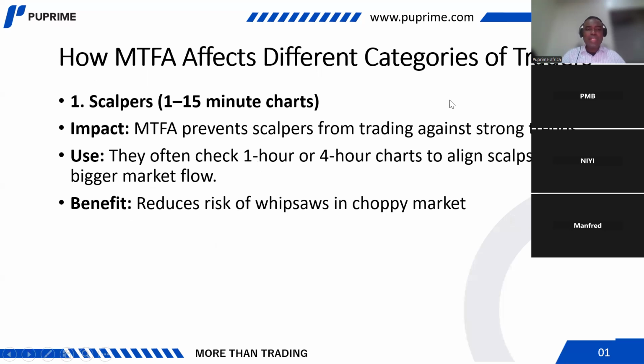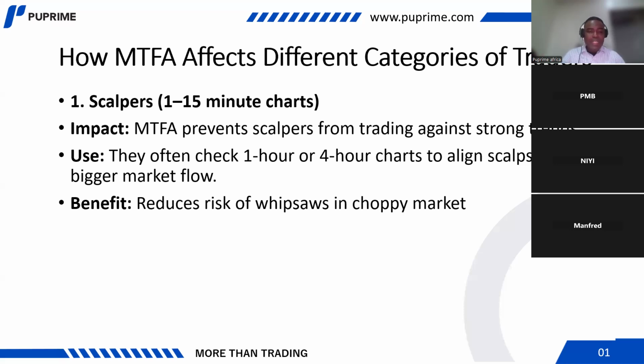So how does multi-time frame analysis affect different categories of traders? For scalpers, now scalpers are fast-paced traders and they look at 1 minute, 5 minutes, and 15 minutes charts to trade. So the impact is that multi-time frame analysis prevents scalpers from trading against strong trends. So for the scalper, his highest time frame is 15 minutes. They often check 1 hour or 4 hour charts to align scalps with a bigger market flow. So scalpers can use the 15 minutes, the highest of that, to make entry. They can also look at 1 hour, 4 hour to identify the bigger picture of trends.